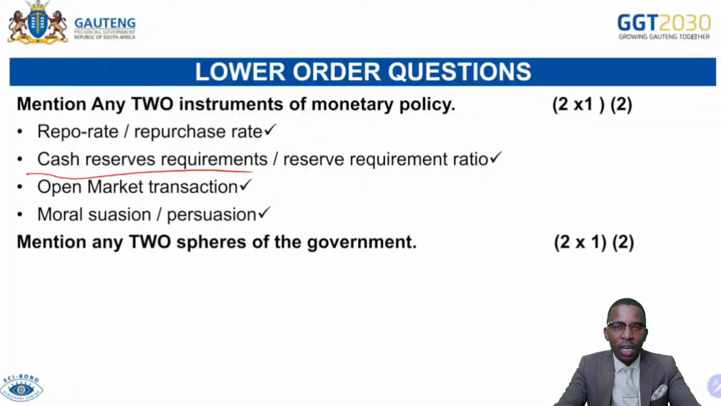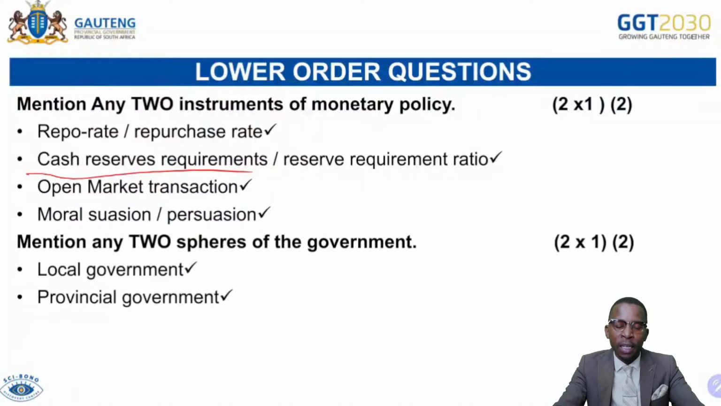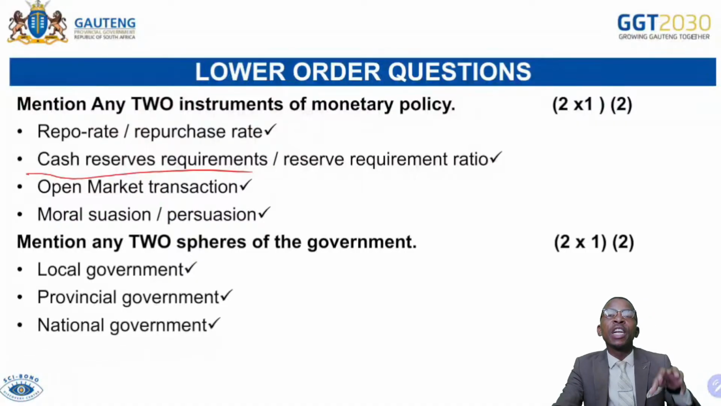Mention any two spheres of the government. That's obvious. We have the local government, provincial, as well as the national government. Know their responsibilities. Know what are their special duties in the public sector, so that you can be able to answer the question under public sector when it comes in as a data response, asking you maybe the role of local governance. You must be able to provide the correct answer.